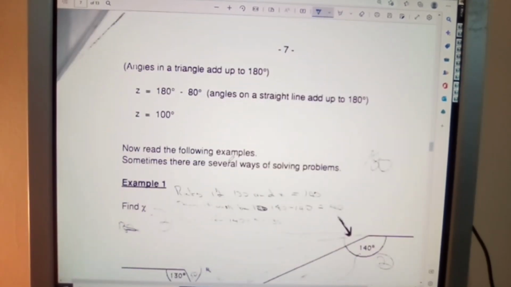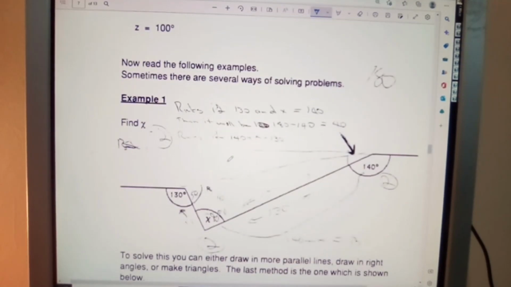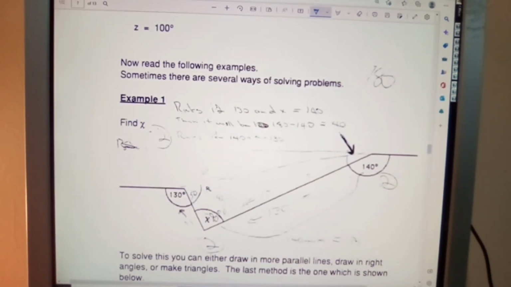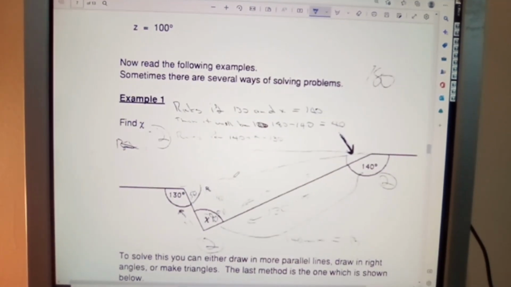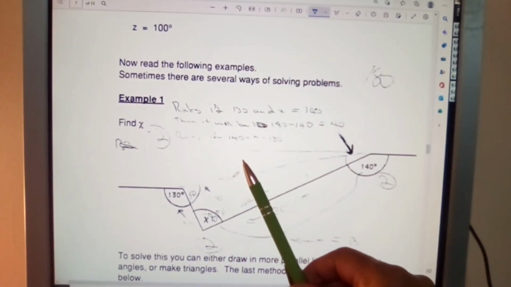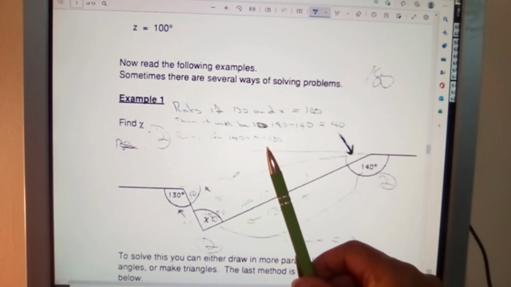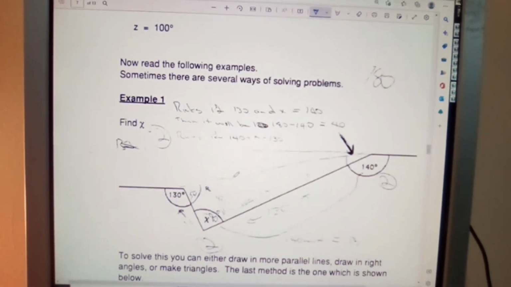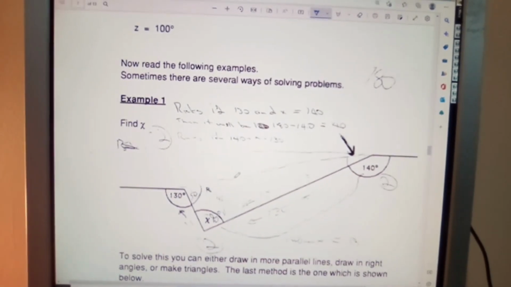Now this one here, I'm going to leave out a bit. It's peculiar. Why didn't I make this? I'm just trying to figure out what I did here.